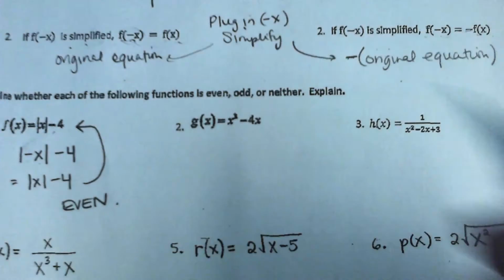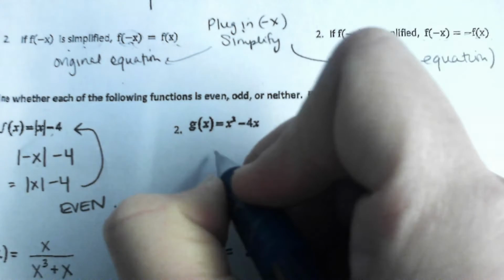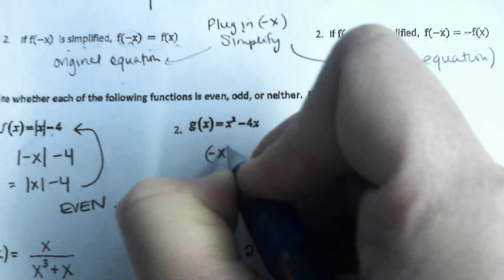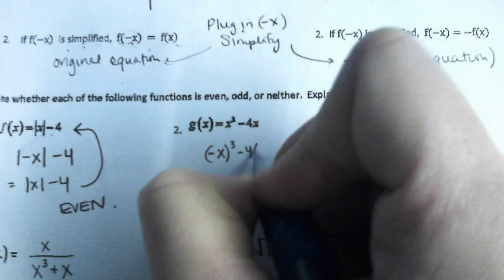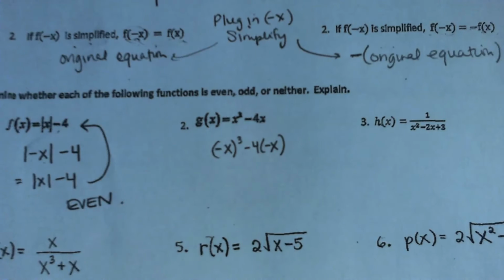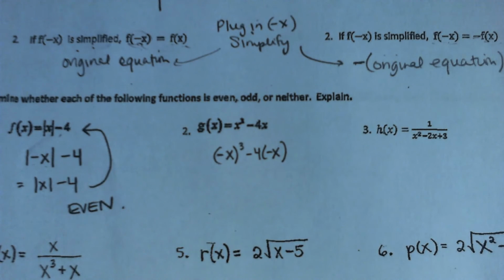This is x cubed minus 4x. It didn't read well, but if I plug in negative x, I'm going to get negative x cubed minus 4 times negative x. When I cube negative x, what do I get? Jason?